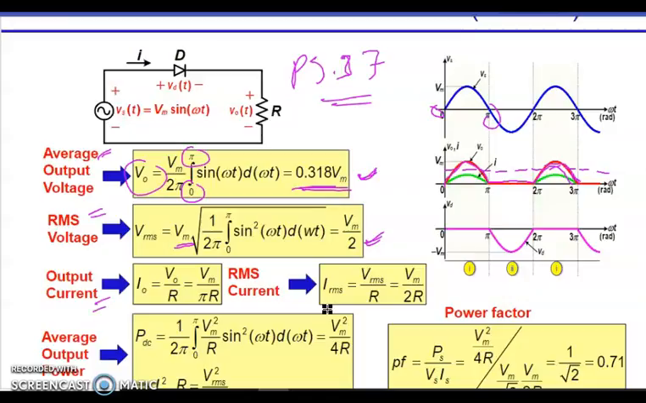From your RMS and average voltage, you can obtain your output current in terms of average and also RMS values when you divide by R, the resistive element. V average divided by R, you will get the average current. V RMS divided by R, you will get your RMS current. The average current is also equal to V max divided by pi R.